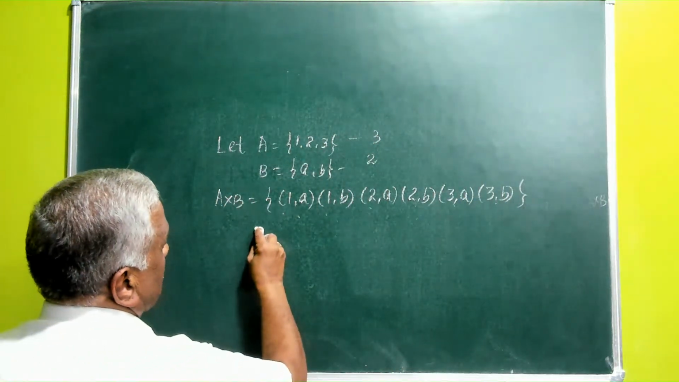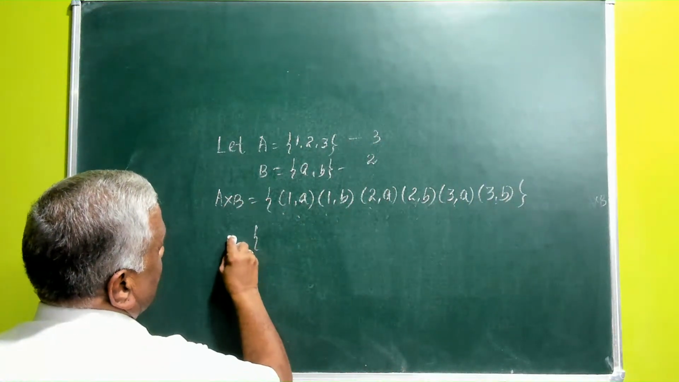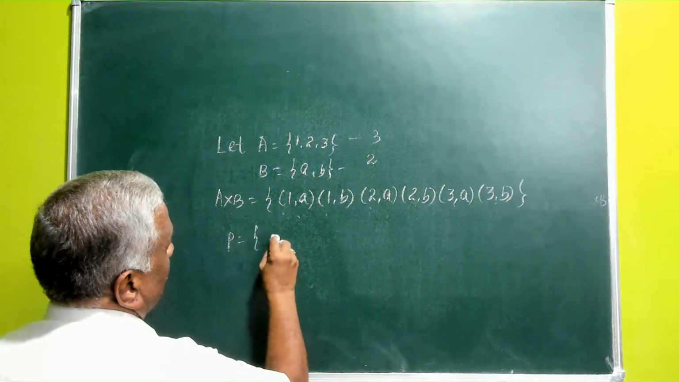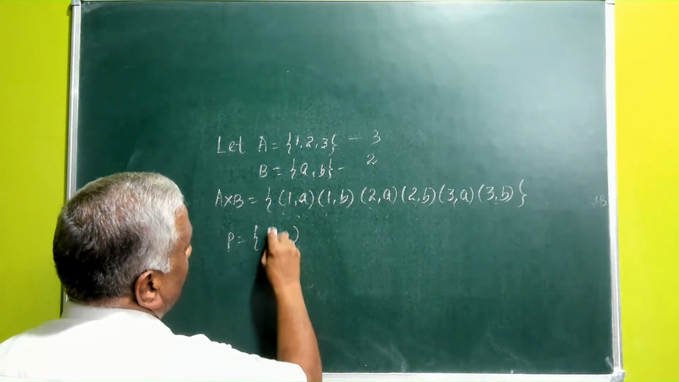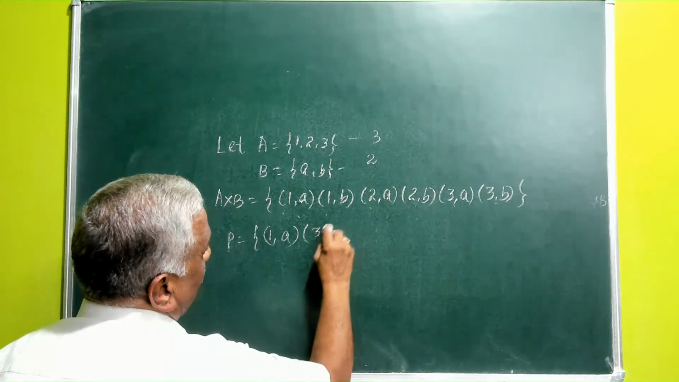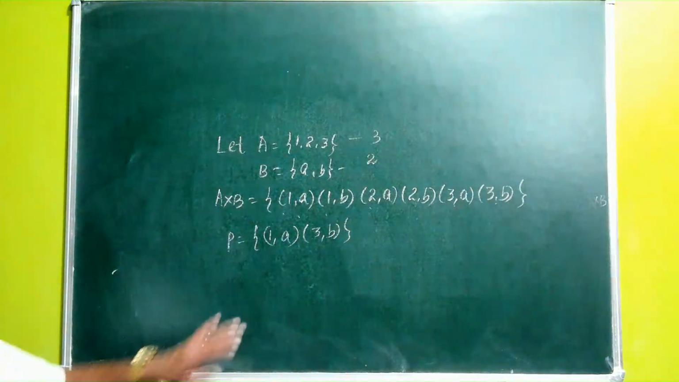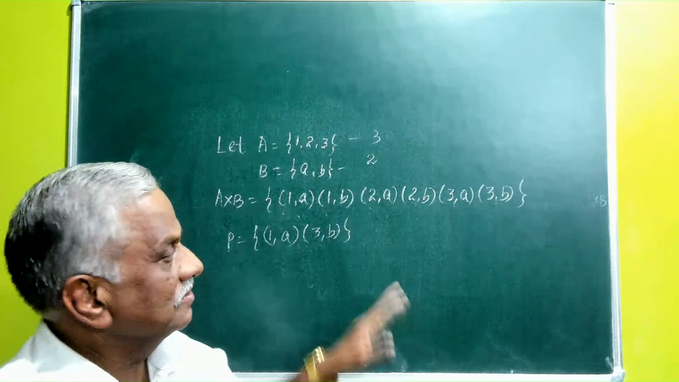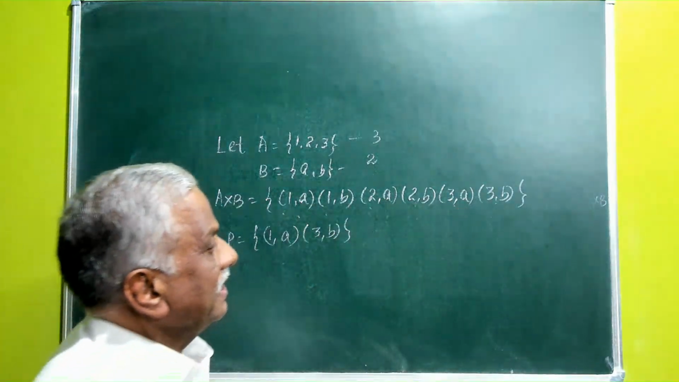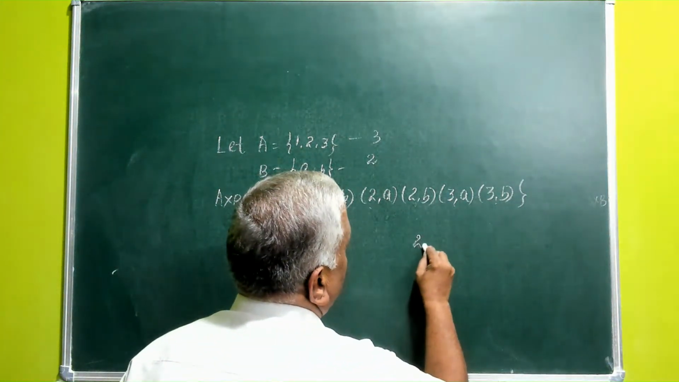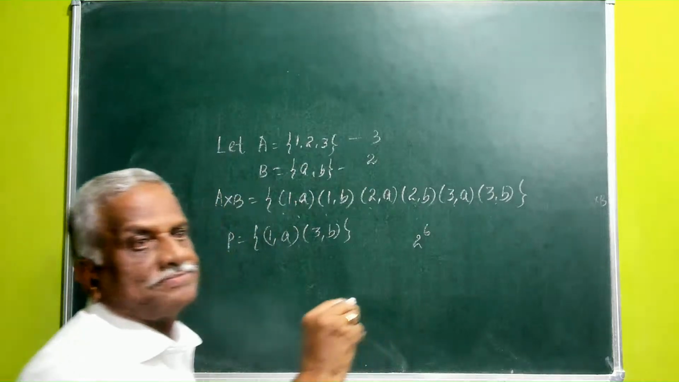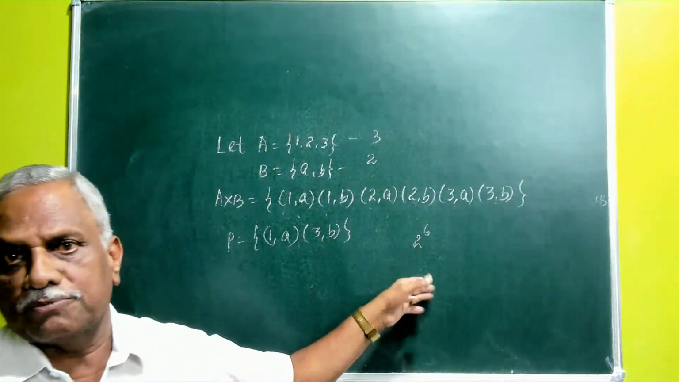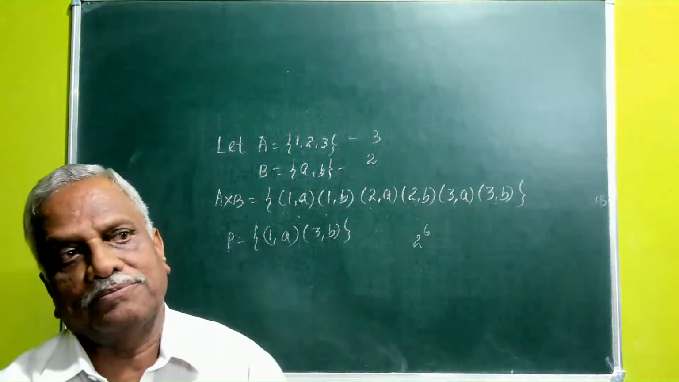Supposing I take a subset of this. If I take a set, say P is equal to only (1, a) and (3, b). I take only this. This is also a relation. Every subset of A cross B is a relation. So as we listed here, it will have 2 to the power of 6 subsets, and you can define 2 to the power of 6 relations from A to B.